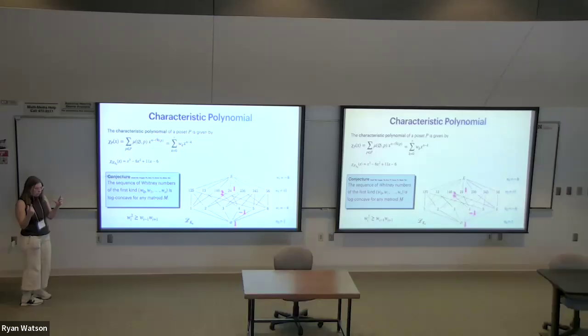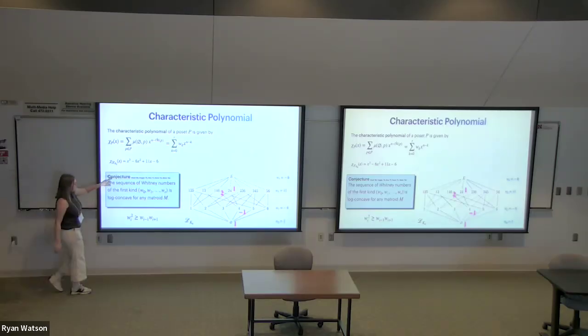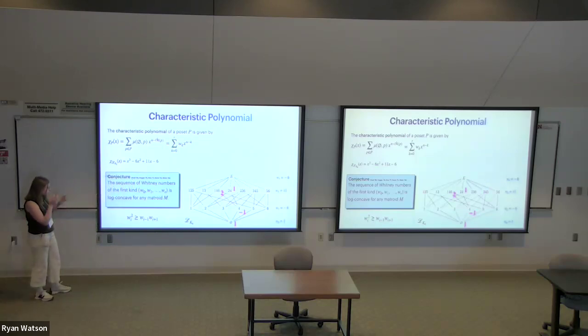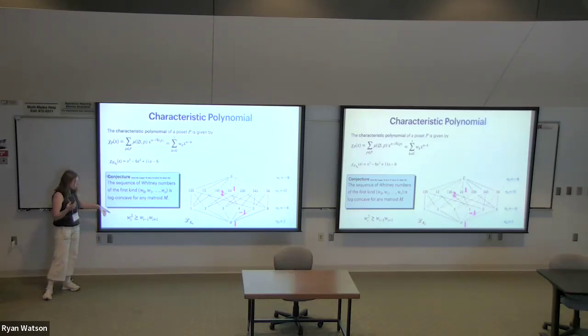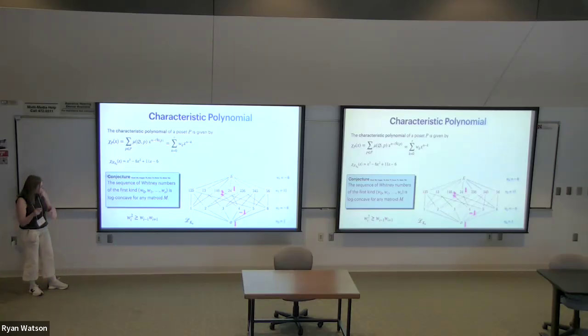So the sequence of Whitney numbers of the first kind was conjectured to be log concave for any matroid since the 60s. This was first conjectured in '68. And for something to be log concave, that means that the ith element in that sequence squared is greater than or equal to the product of the ones around it, the preceding and proceeding element in that sequence.